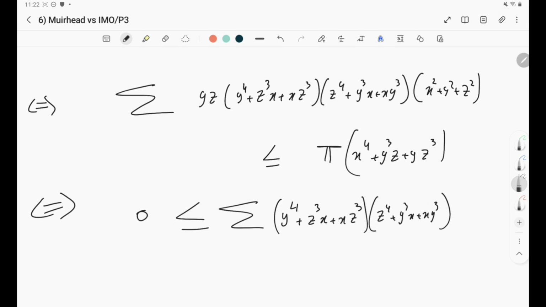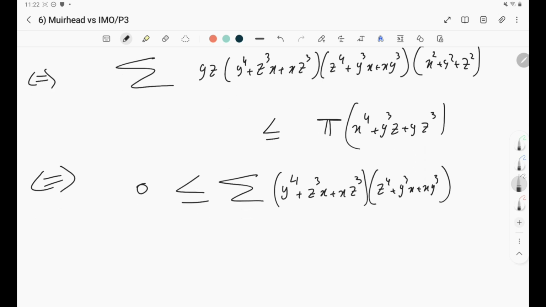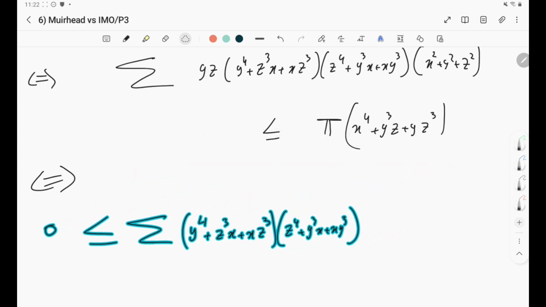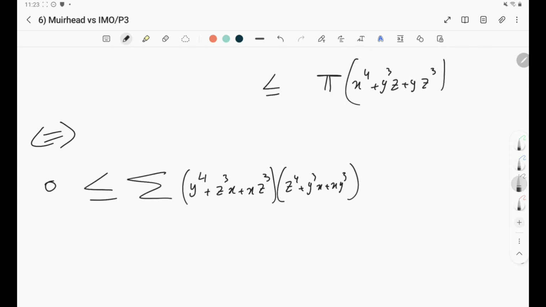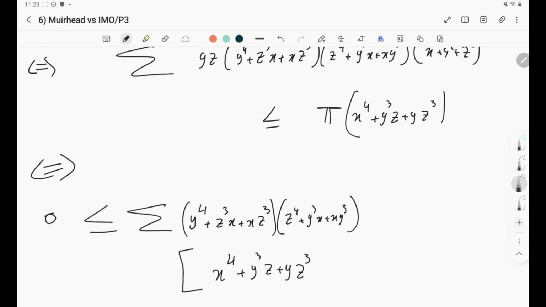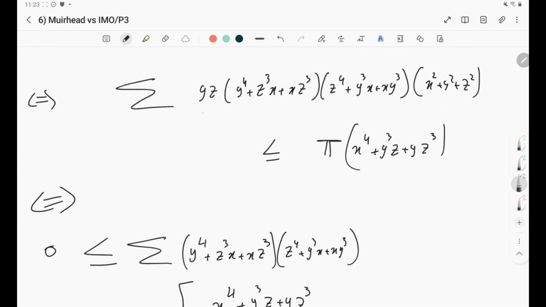All right, now the rest. What do we have as the rest? We have this one here. Let's move this a little to the left. Actually, I prefer to put it here. Now we'll have x to the 4 plus y cube z plus y z cube. All right, this thing here. Now what do we have left here?